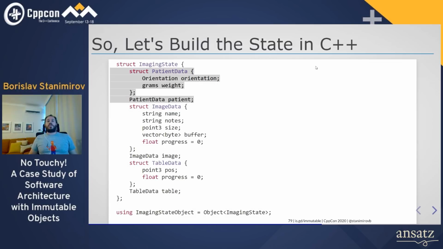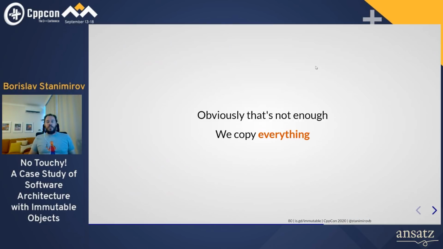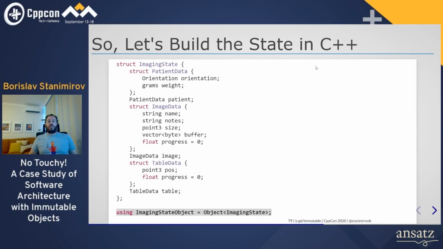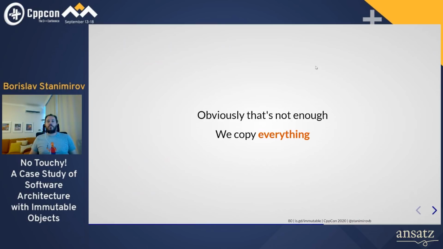We have the same patient data with orientation and weight of the patient. We have image data with all the jazz. We have table data and everything. And we can just create an object from this image extent, can't we? This is a terrible idea, though, because when we do copy and write, we copy everything. We copy the huge image buffer. We copy strings. Even if we change only the progress of the table movement, we need to copy the whole image buffer, which is tens of megabytes. Okay, not a good idea.